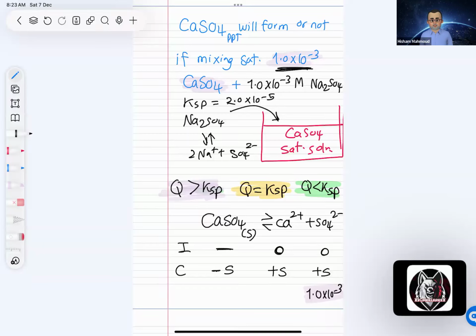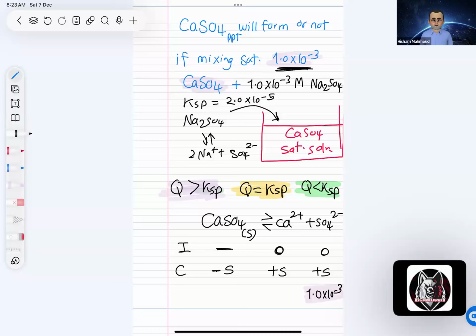Yeah, like we did last time. Okay, so then I have the concentration of sulfate, but what is the concentration of the calcium ions? The number of moles of the calcium ions is coming from the previous solution, and it's placed in a new solution. So what will be that one?